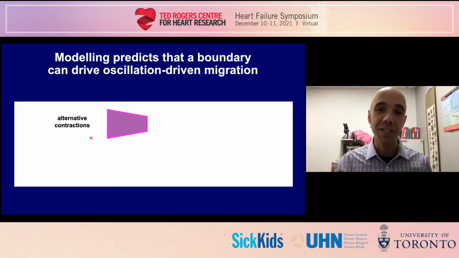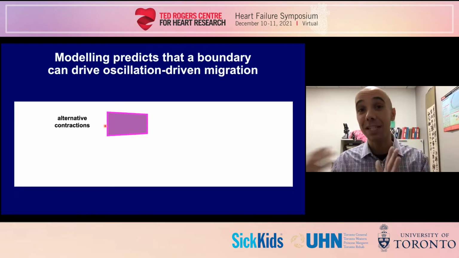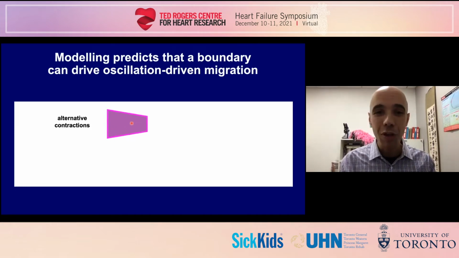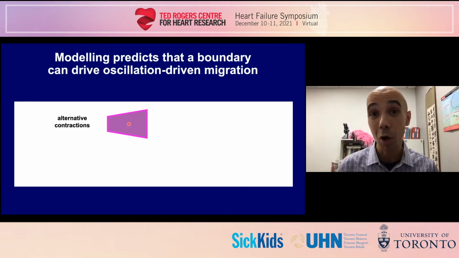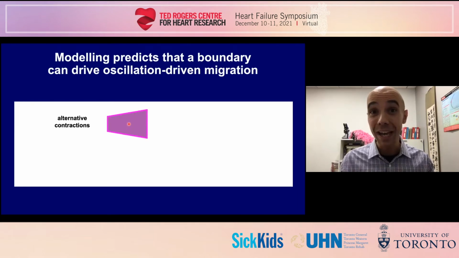And this makes perfect sense, right? Because when the front contracts, it displaces the volume of the cell backwards. And when the back contracts, it displaces the volume of the cell forward. So the centroid of the cell may oscillate, but the cell doesn't really go anywhere. Now, the beauty of mathematical models is that you can add complexity and start adding conditions to the model until you get a behavior that reproduces your in vivo observations. And of course, those conditions that you need to add make predictions about what may be happening in vivo.